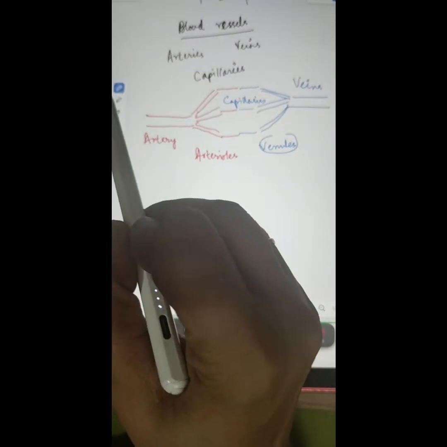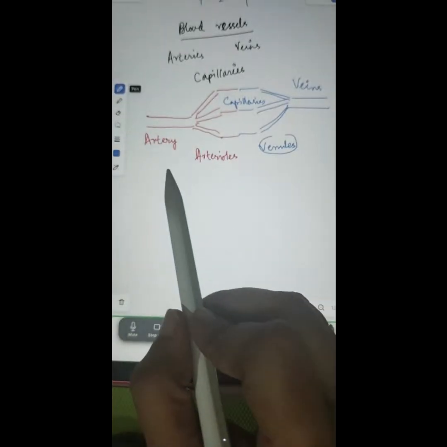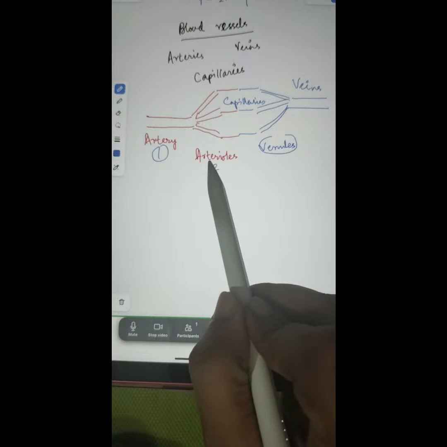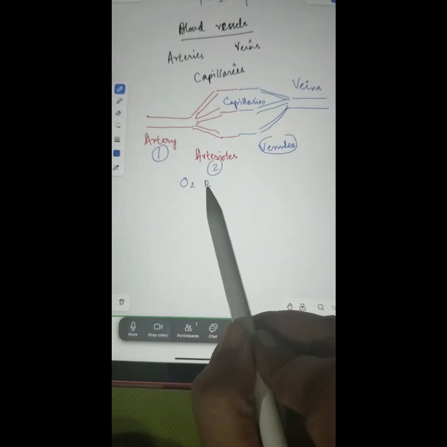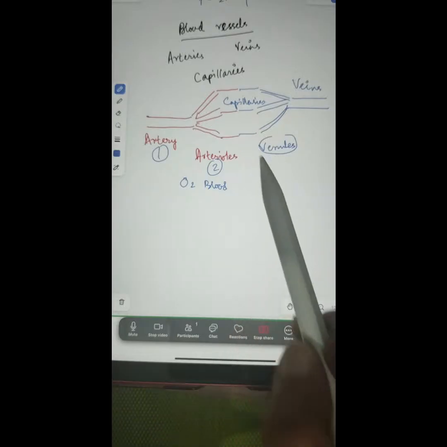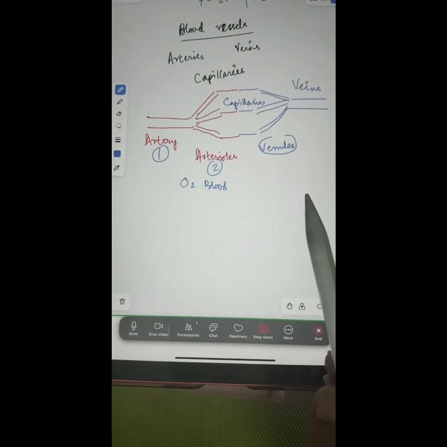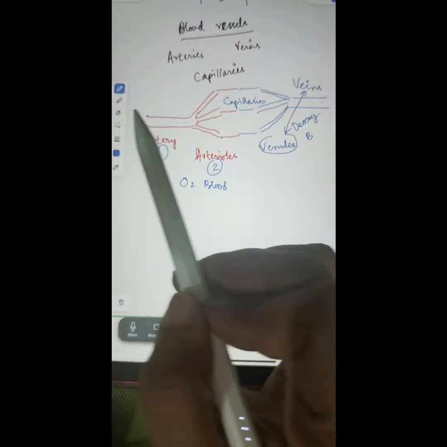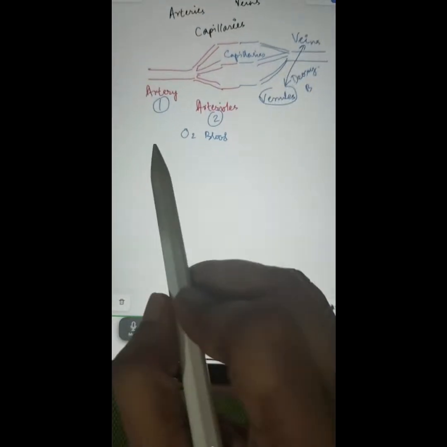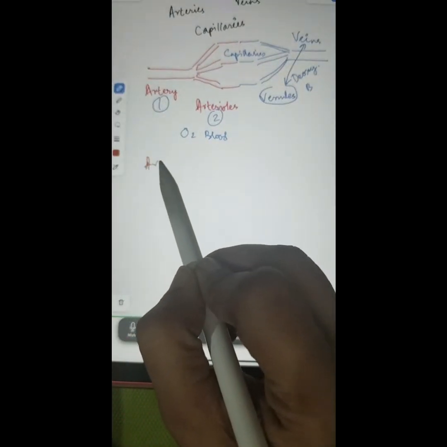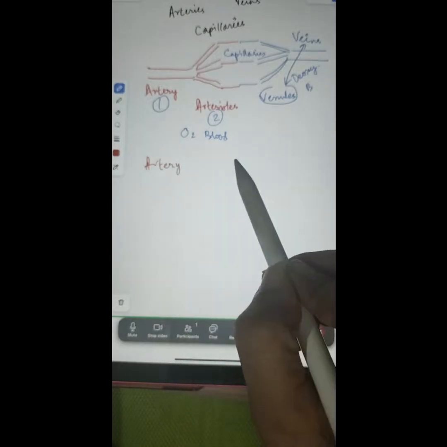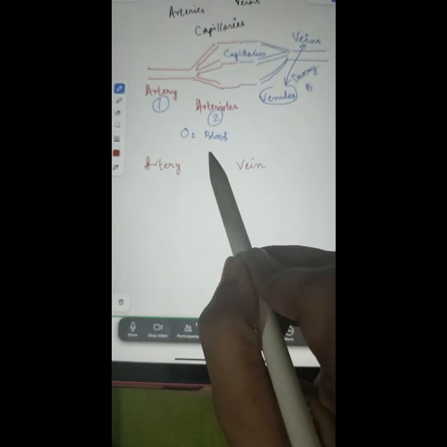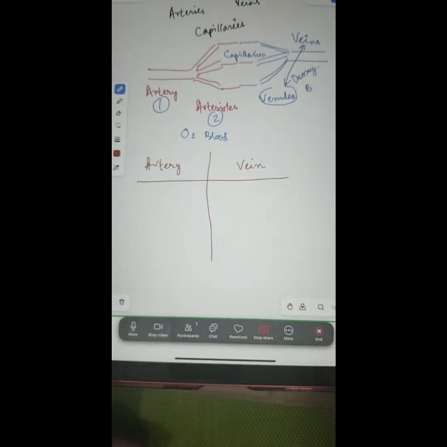So remember, artery and arterioles will be containing oxygenated blood. Capillaries will be containing both oxygenated and deoxygenated blood, and venules and veins will be containing deoxygenated blood. Now, as we proceed further, we will be writing differences between artery and vein. This is again an important question of your level.